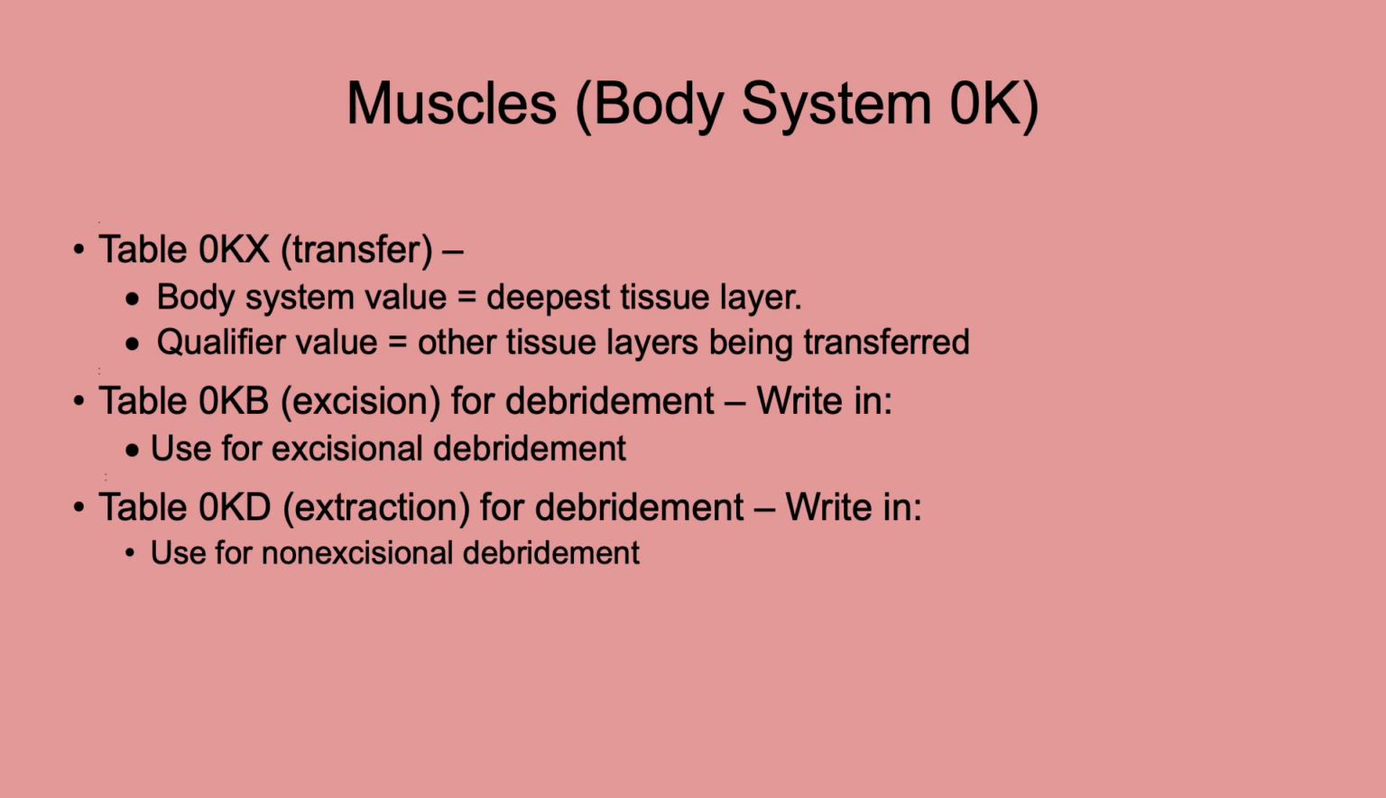So here are some specific tables under muscles, body system 0K. 0KX, transfer, body system value, deepest layer of tissue, qualifier value, other tissue layers being transferred. Table 0KB, excision, write in, used for excisional debridement. 0KD, extraction, used for non-excisional debridement.